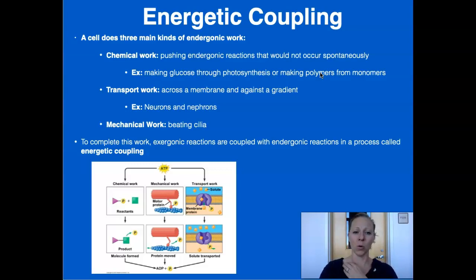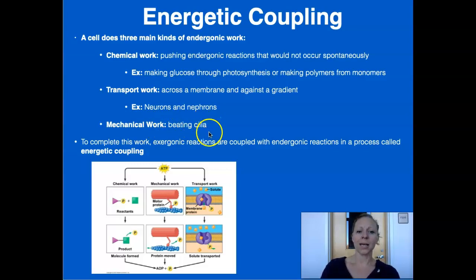So that's chemical work. Transport work would be work across a membrane or up and against a concentration gradient. So that would be the things that we've seen, like through neurons and nephrons, when we've seen concentration gradients, and we create those concentration gradients by using active transport. Finally, mechanical work would be like beating cilia, so just things moving.